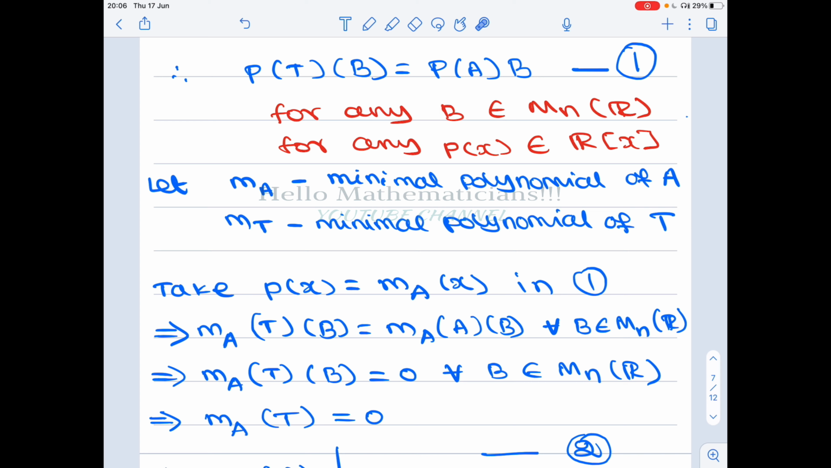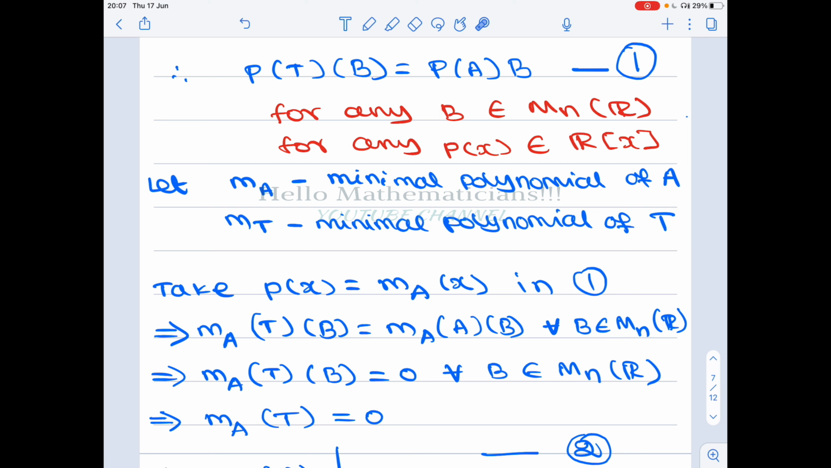Therefore, we will show that the linear transformation T satisfies the minimal polynomial of A. That means that the minimal polynomial of A is some polynomial satisfied by T. But by the property of the minimal polynomial of T, the minimal polynomial of T divides all the polynomials satisfied by T. Therefore, the minimal polynomial of T divides the minimal polynomial of A. We will get the one side direction.